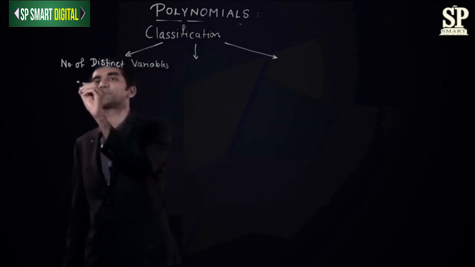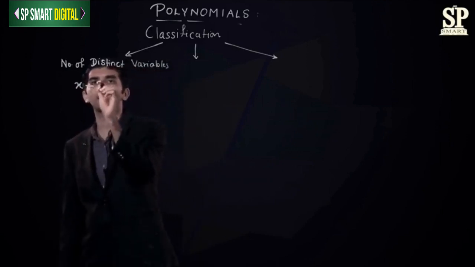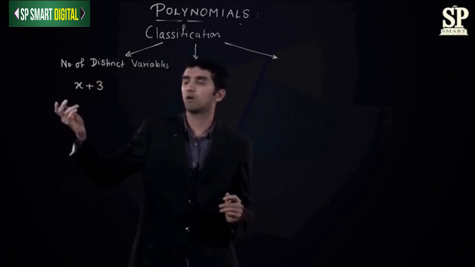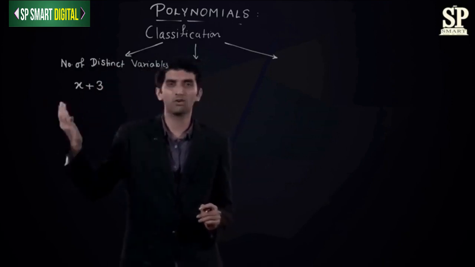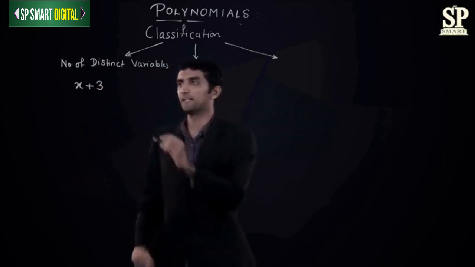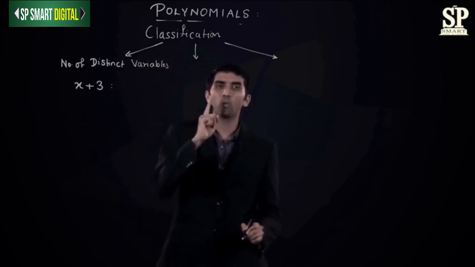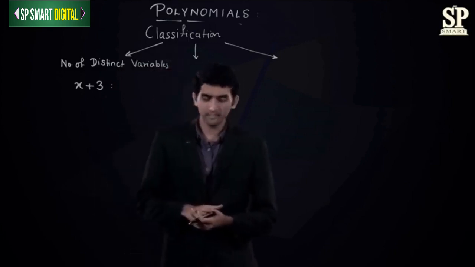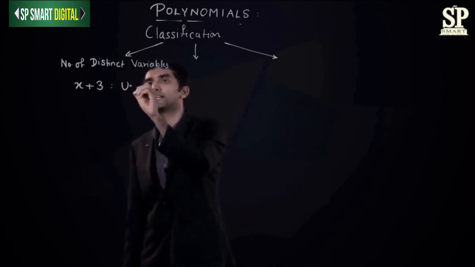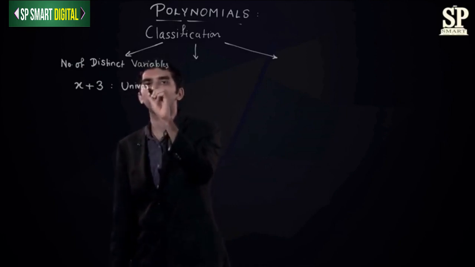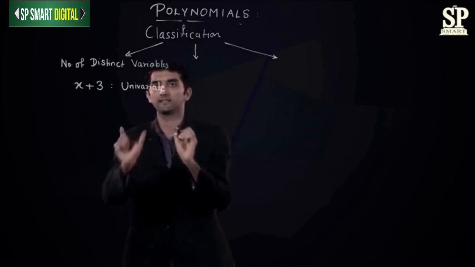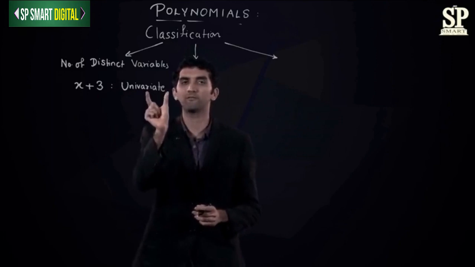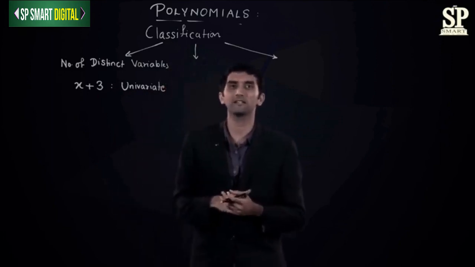So if you see a polynomial expression of this kind, x plus 3, or for that matter even x square plus 3, or even 7x square plus 3, or something of those kinds, it's very easy to understand that there is only one variable in this particular polynomial expression. So this is called a univariate polynomial.